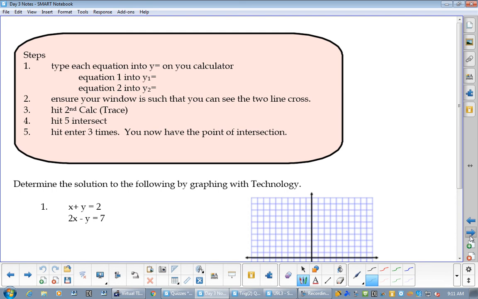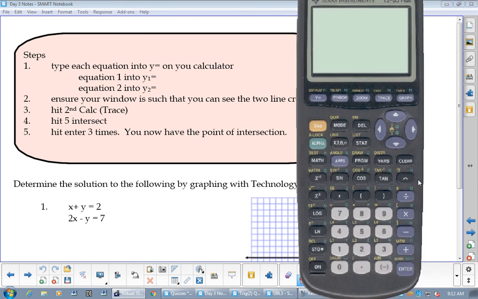Now, here are the steps. Whenever you get here, you have your y equals button, and you can always see my arrow up there. That y equals button is where you're going to be putting in your equations. You're going to put equation 1 into y1, and you can put equation 2 into y2.